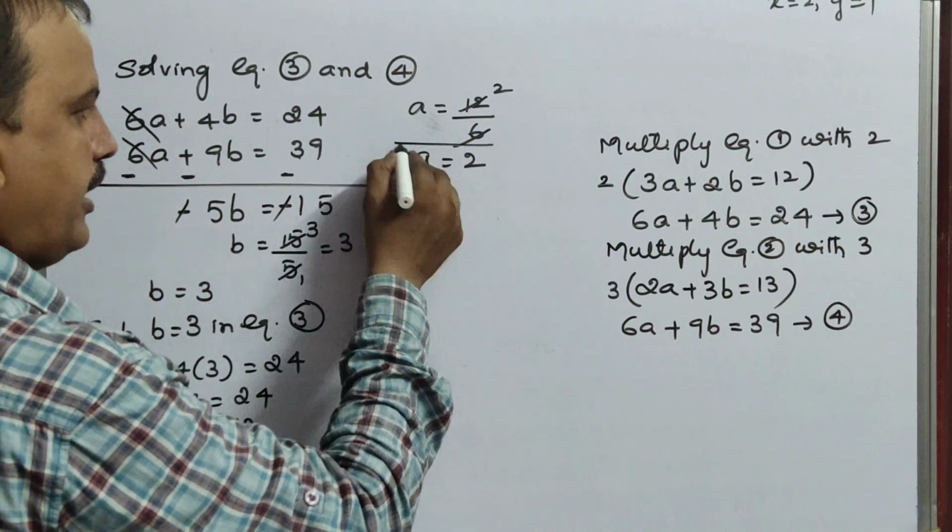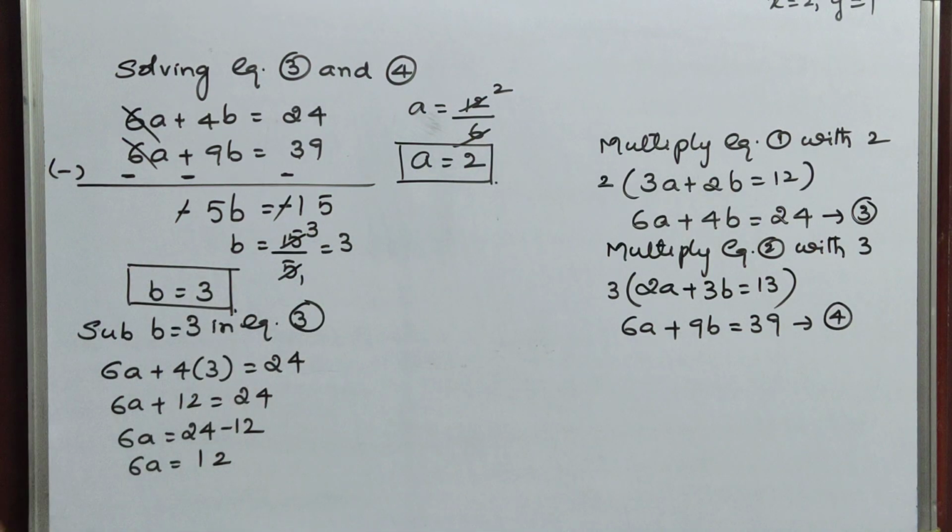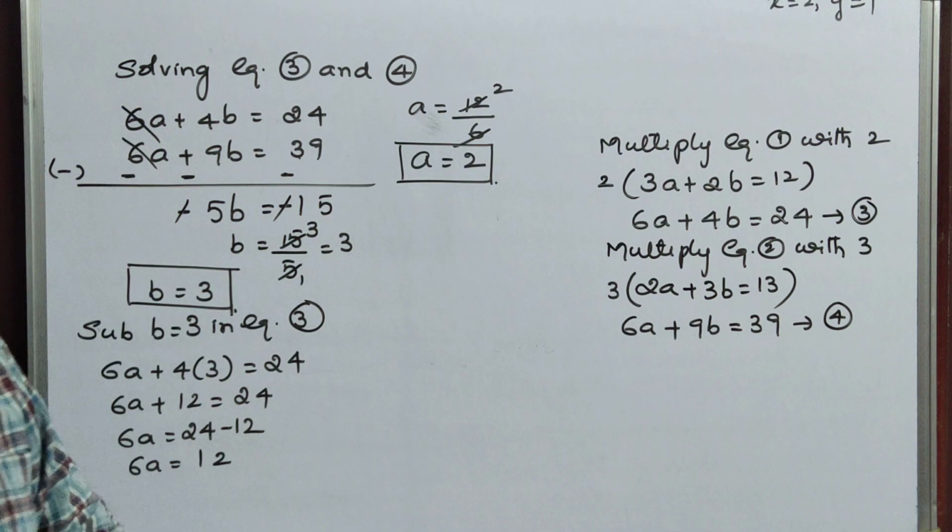Okay, that means a equals 2 you got, b equals 3 you got. If you highlight, you can see it very easily. Now we have to find the value of x and y.